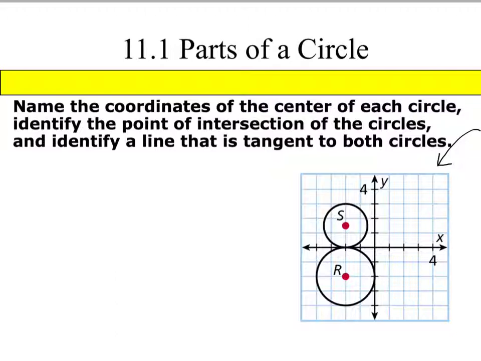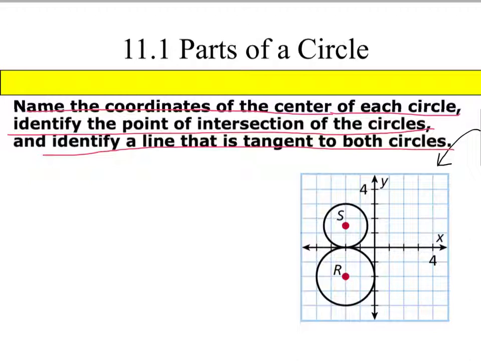All right, so now that's written down. Remember, we are naming the coordinates. There are several problems here. Name the coordinates of the center of each circle, and make sure you identify the circles first. Then you are identifying the point of intersection. What is that point of intersection? And lastly, identify the line that is tangent to both circles. That line is going to be the same. So pause now, give it a shot.